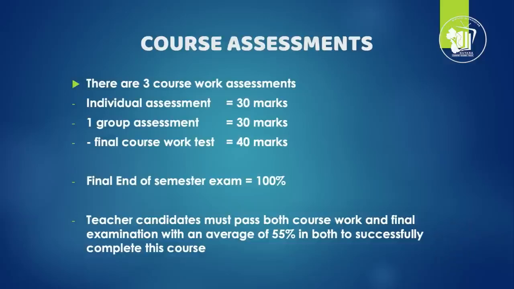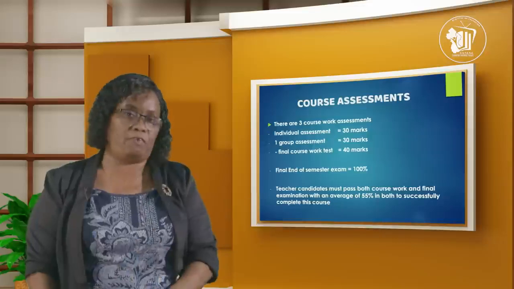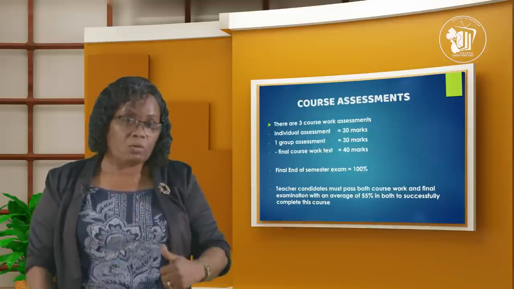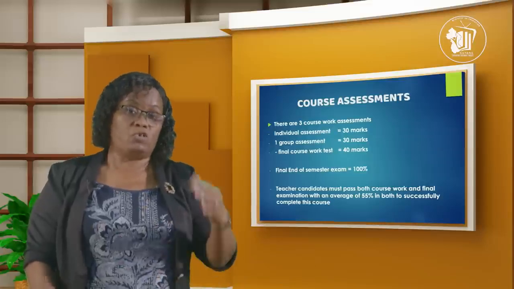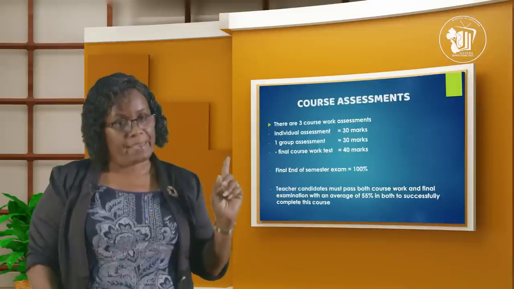So you will notice that both sets of work basically total: the coursework is 100, the final exam is 100. Now here's the thing: you must pass both pieces with a 55% average. Don't ever forget that, because once you don't pass the coursework, you don't write the final exam. So you have to pass coursework to be allowed to write the final exam. And when you do write the final exam, you must have an average of 55%.